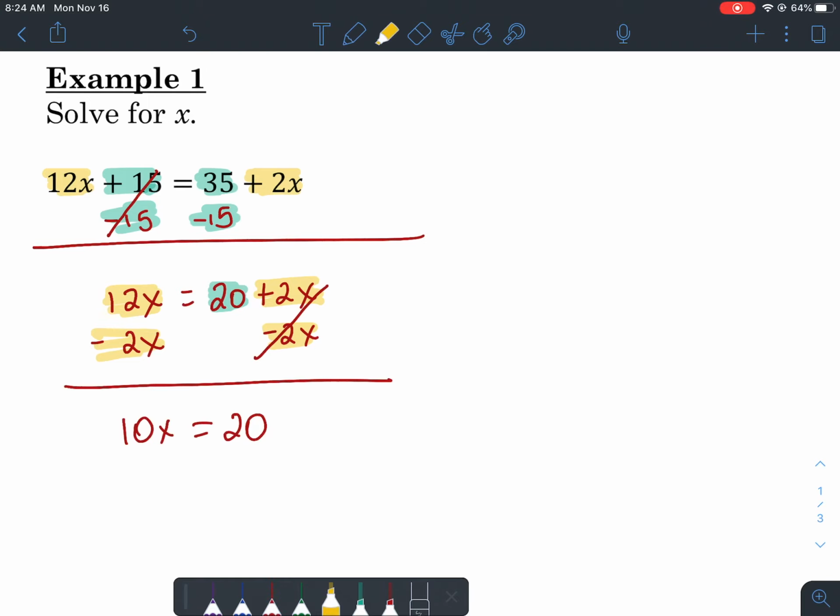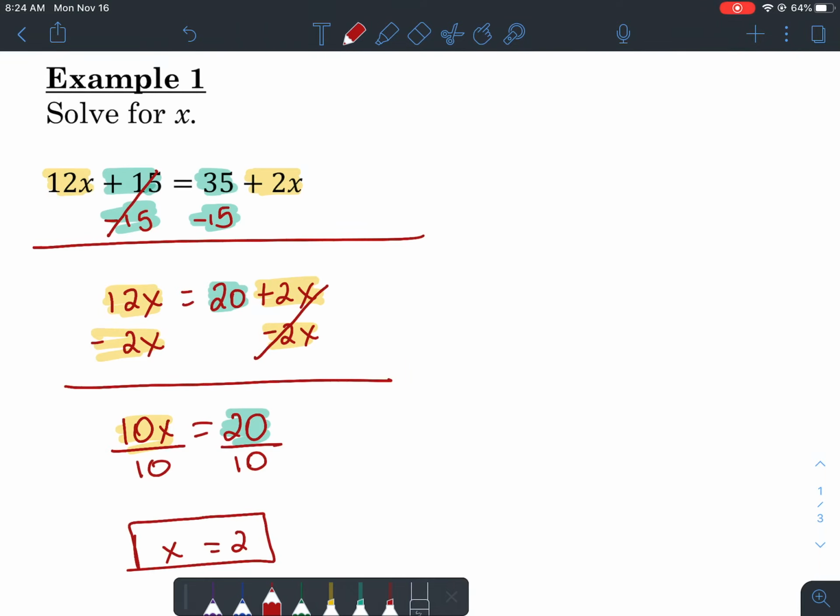So here again we have 10x equals 20. This is what we want. We want all of our variables to one side and all of our constants to the other. Now finally we want to get just x by itself. So 10 times x, to inverse that, it's division. So we're going to divide both sides. And we get x equals 2.